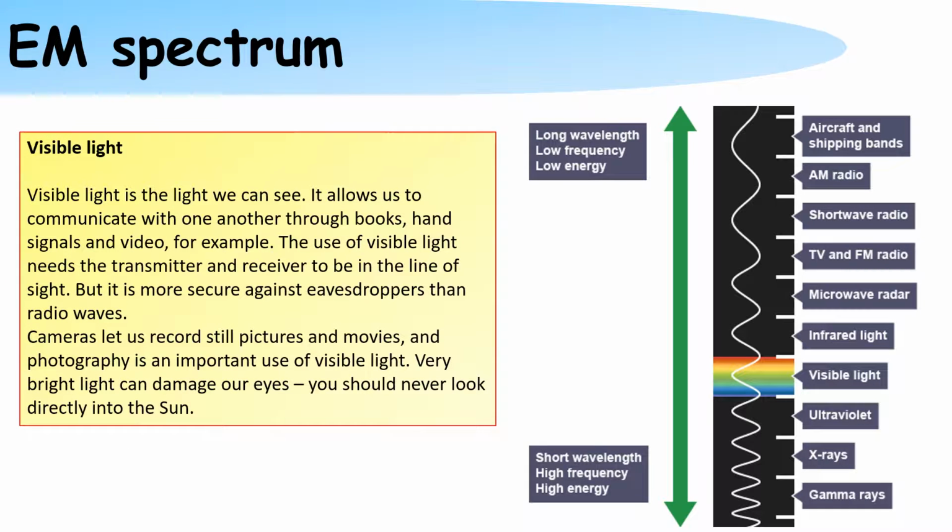Visible light is the light that we can see. It allows us to communicate with one another through books, hand signals and videos.